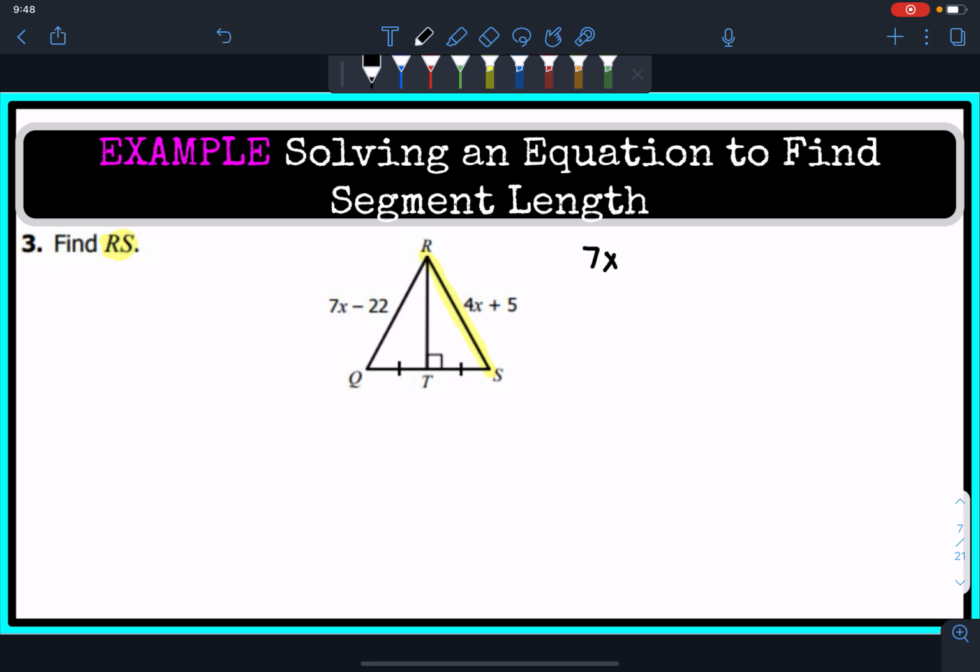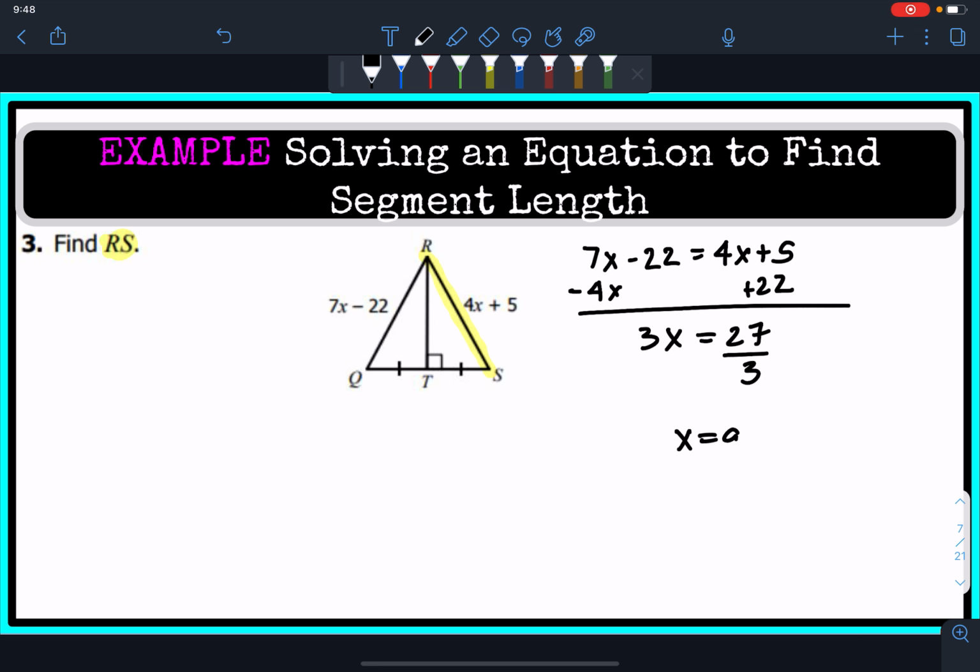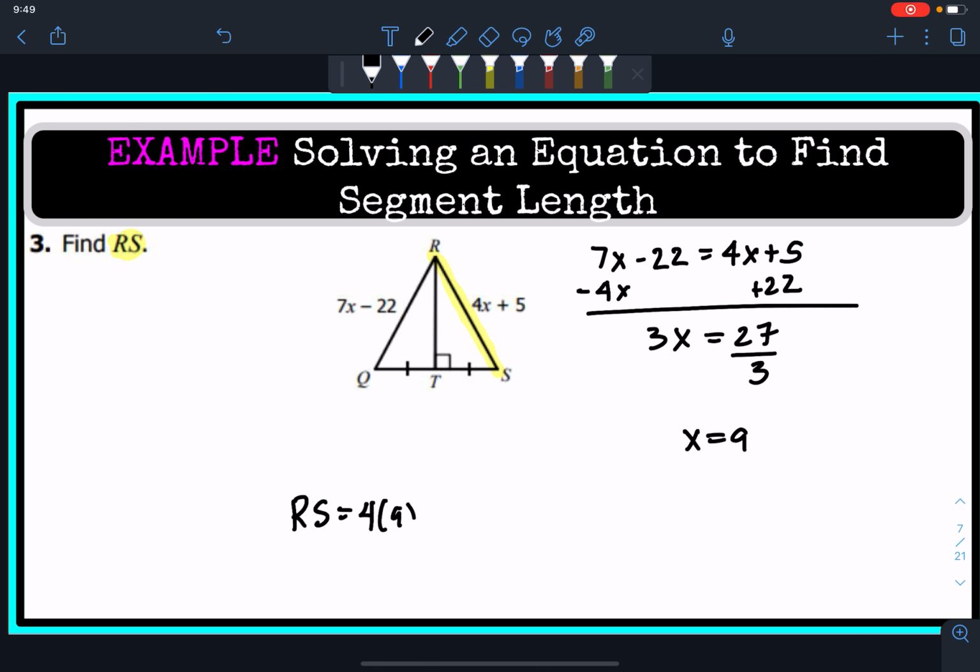So 7x minus 22 is equal to 4x plus 5. With letters to the left and numbers to the right, we get that 3x is equal to 27. Divide by 3, the value of x is equal to 9. Now we plug that value into this x there, and we figure out the length of our s, which is 4 times 9, which is 36, plus 5, so 41.